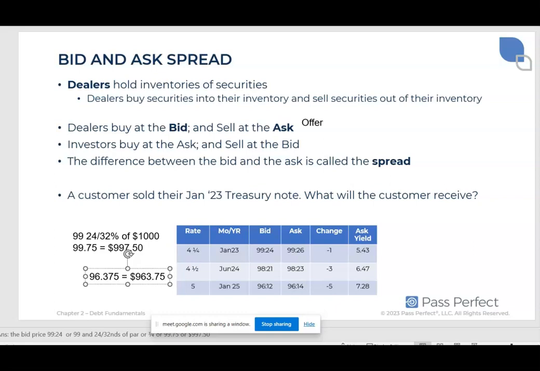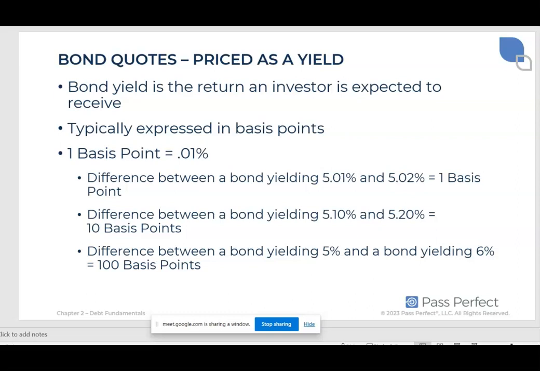Okay. Yeah. It's good to say it's 96.375% of par value. You can definitely do that, right? Okay. Good.